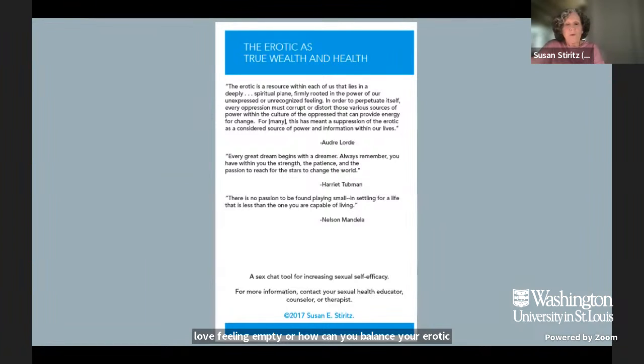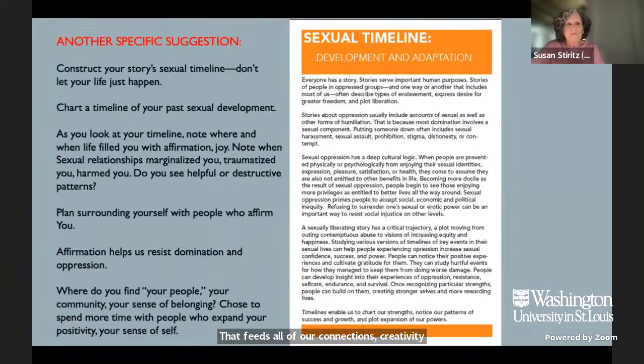So here are some quotes from Audre Lorde, etc. And I especially like how she says, always remember you have within you the strength, the patience, and the passion to reach for the stars to change the world. Excuse me, that's Harriet Tubman's. But we see the erotic as a life force that feeds all of our connections, creativity, and hope for the future. So another specific suggestion is a sexual timeline.